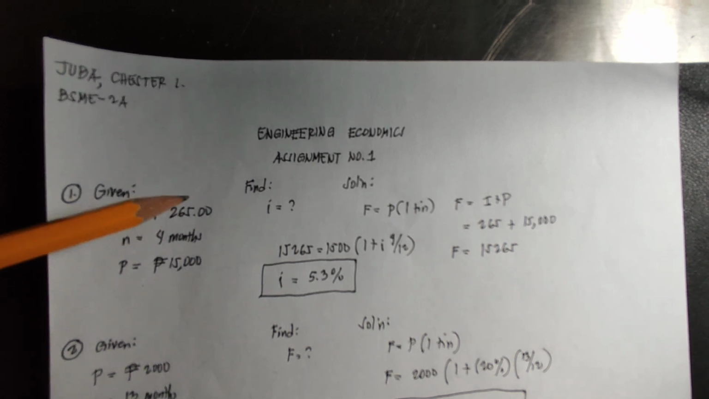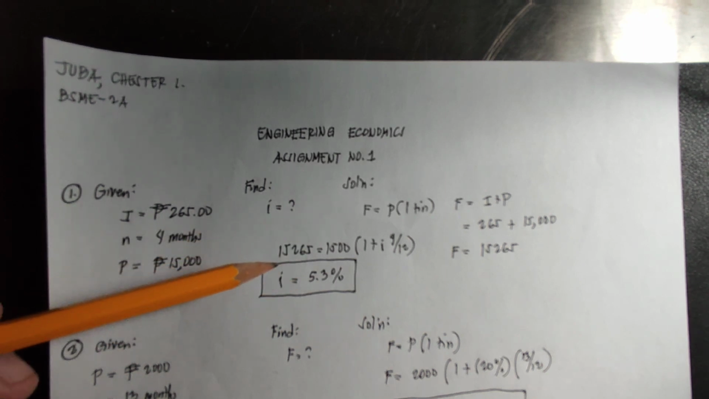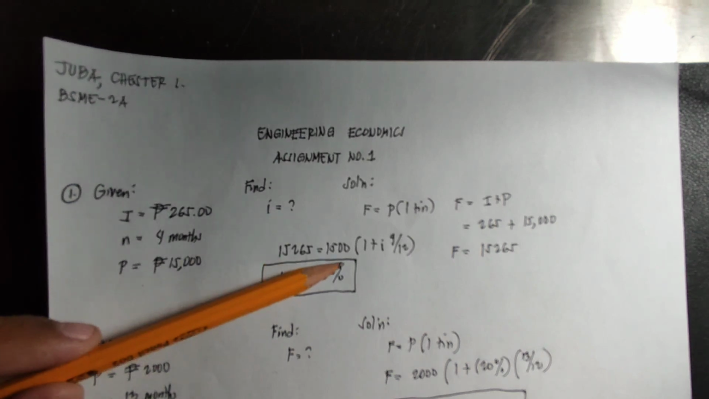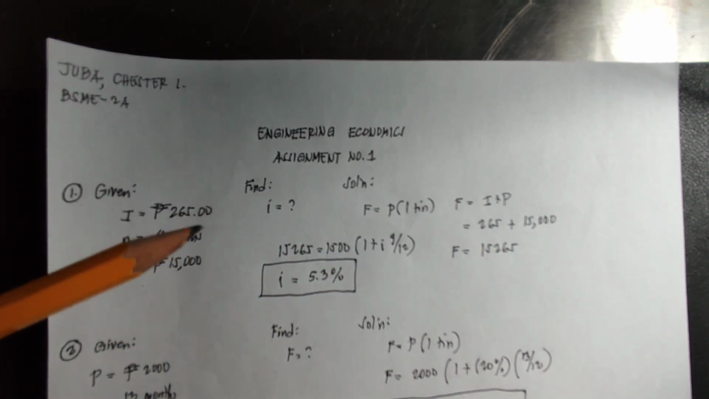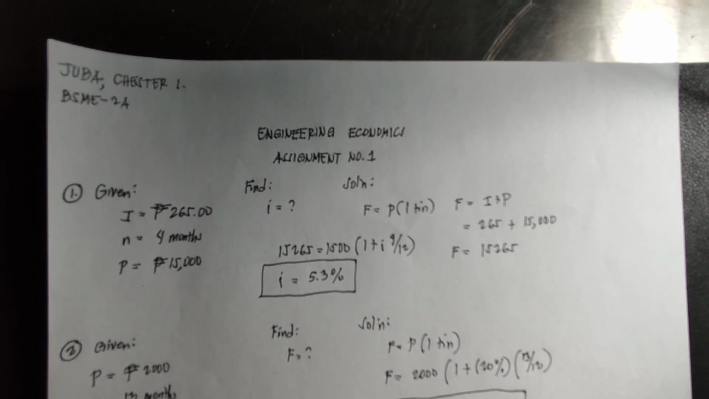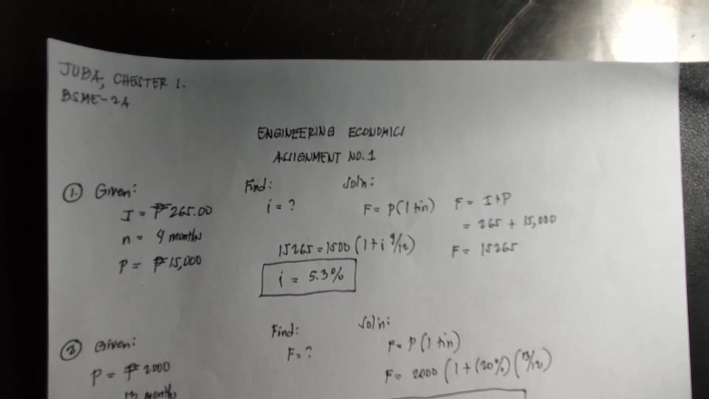Then we will substitute the value of the future amount to this side. So substitute 15,265 is equal to 15,000 pesos multiplied to the quantity of 1 plus i times 4/12, due to the fact that we have 4 months in 12 months. So to calculate that, we will get our interest rate is equal to 5.3%.